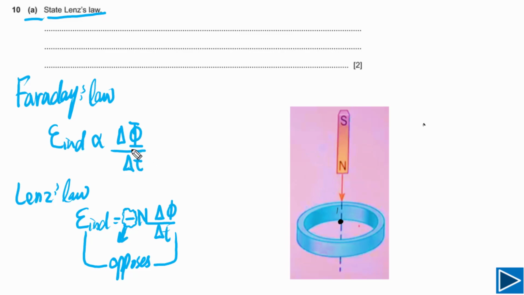If magnetic flux is changing with time, there will be an induced EMF, according to Faraday's law. If flux is changing with time, EMF will be induced. So in this case, EMF will be induced. When EMF is induced, current will also flow, meaning there will be an induced current, because this is a closed loop, a closed circuit. Current will flow.